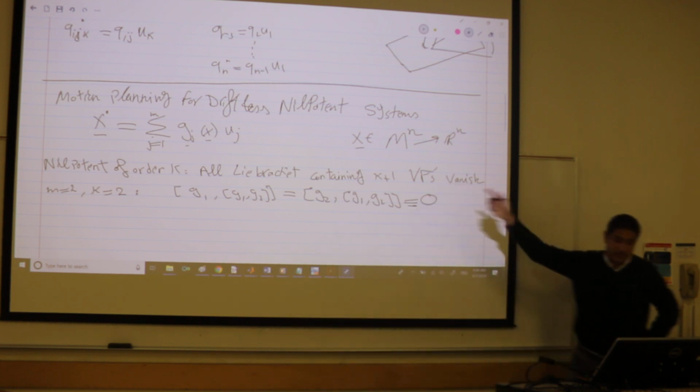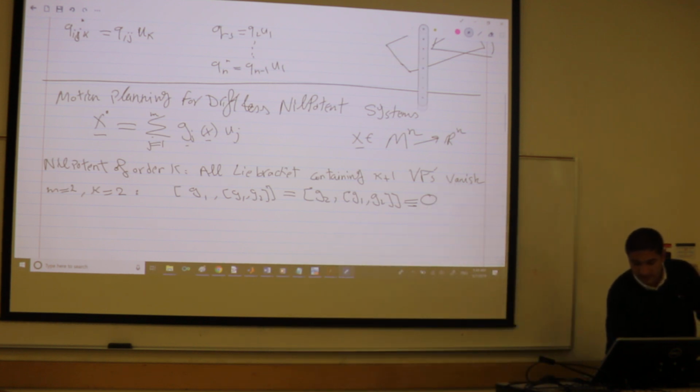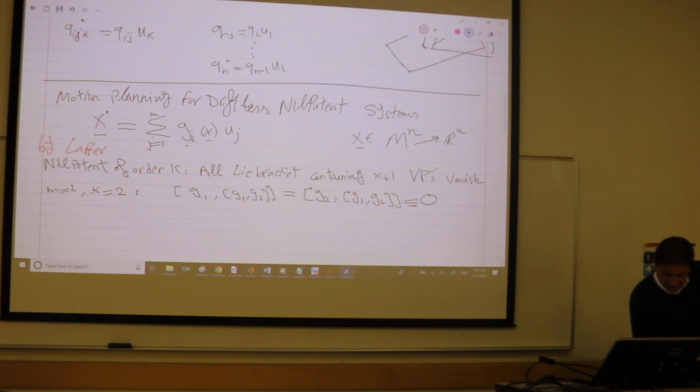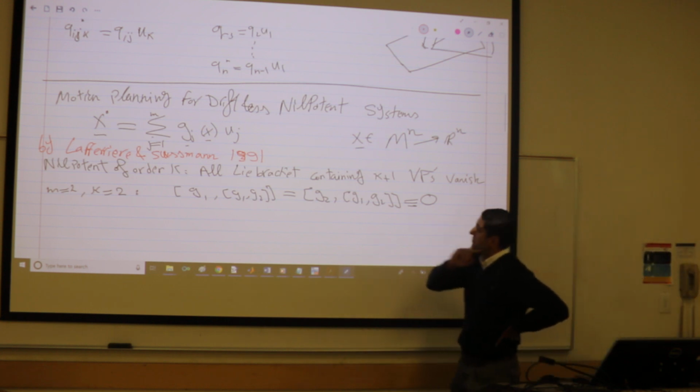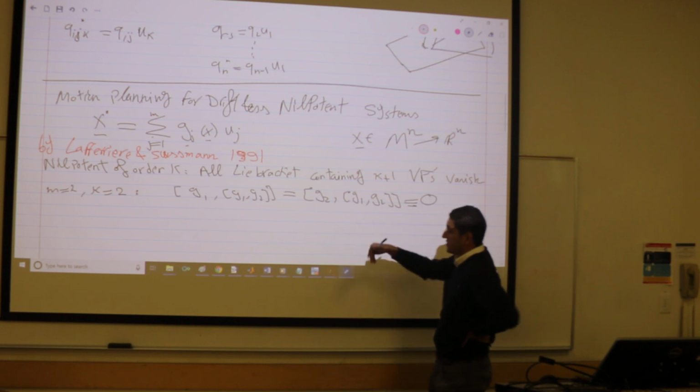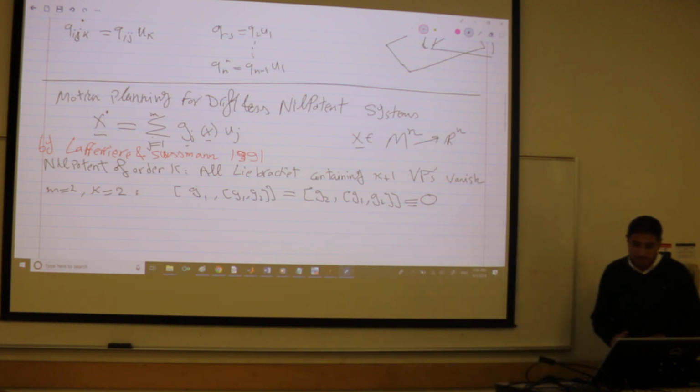This is the type of system that we're going to talk about today, and this is the work by Lafferriere and Sussmann. Sussmann is one of the finest mathematicians in the country, at Rutgers. This was 1991. Motion planning algorithm by Lafferriere and Sussmann for driftless nilpotent systems. It can be nilpotent of any order k, okay?